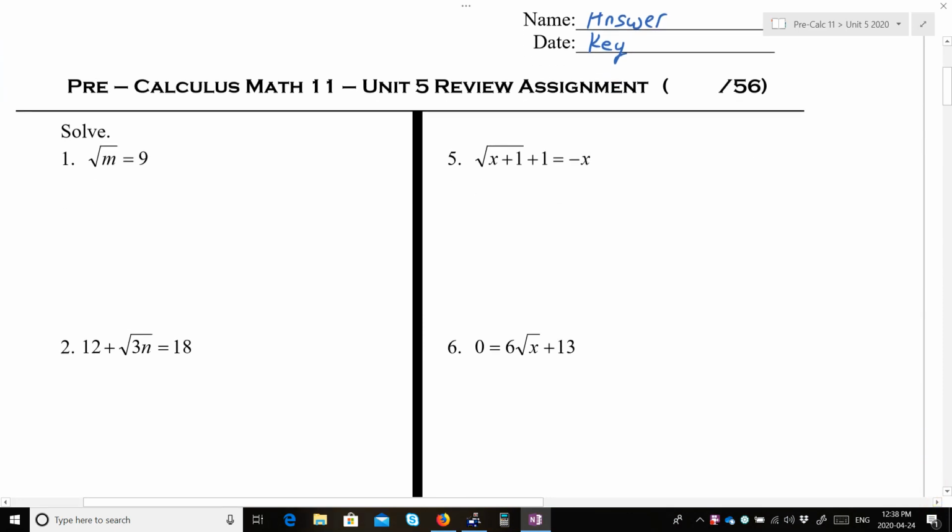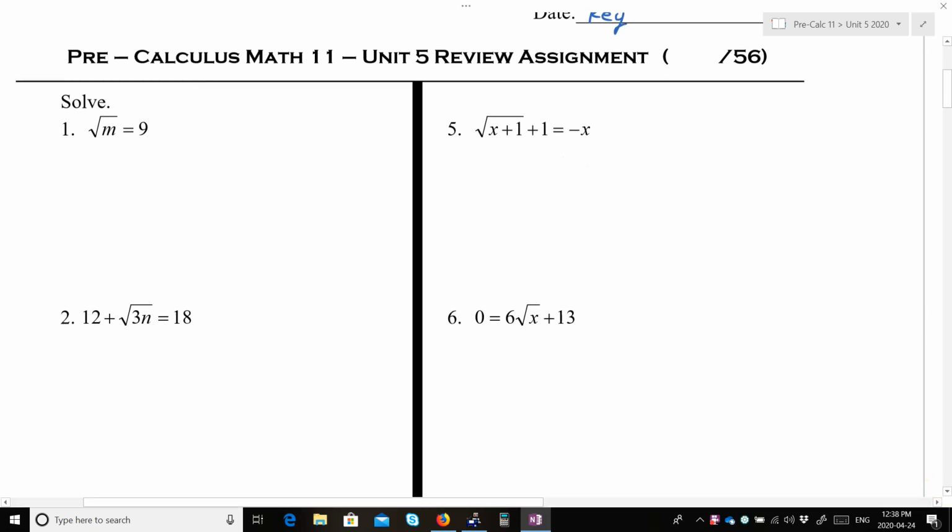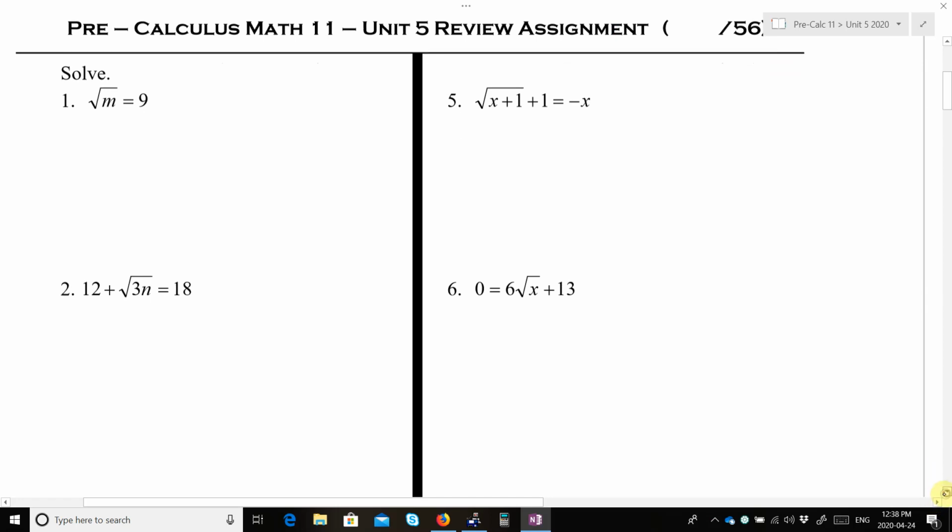Unit 5 review assignment. Okay, and so remember this unit is on all types of equation solving: rational, radical, and absolute value, and then there's some stuff at the end that we did at the very beginning of the unit. Okay, so let's solve some equations.